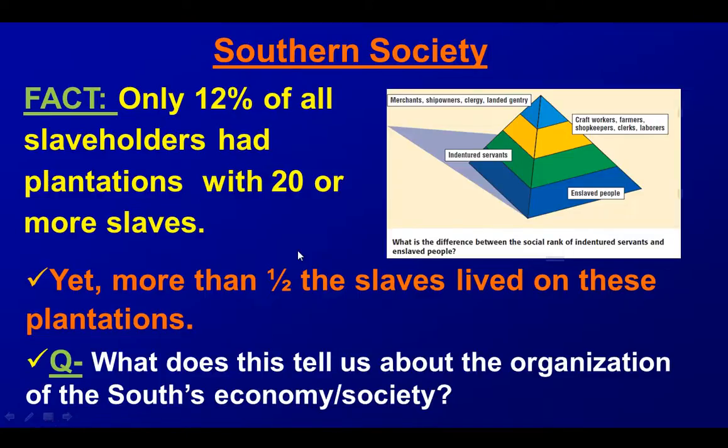But most slaveholders had plantations, and the largest slaveholders were plantations. 12% of all slaveholders had plantations with 20 or more slaves. Yet more than half of those slaves lived on these plantations. So what does that tell you about the organization of the South's economy and society?